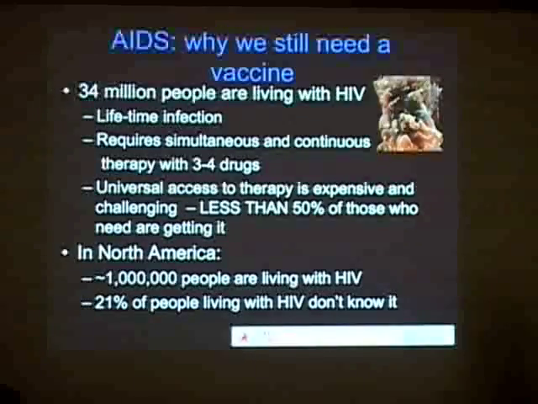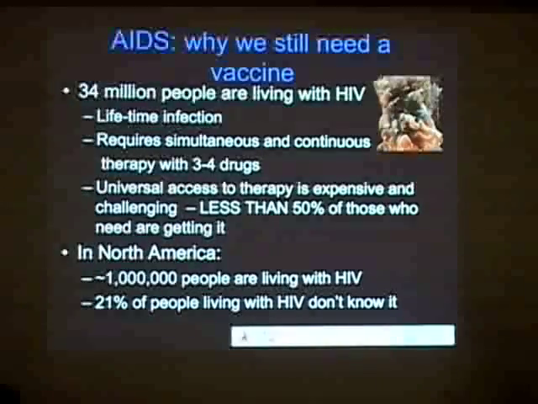Well, there are 34 million people living with HIV, and it's a lifetime infection. They're never healed. So if they stop the drugs, the virus just comes right back very, very quickly. So you have to give 3 to 4 drugs every single day for life. If you go off the drugs for a while, the virus comes back and you start getting drug resistance.